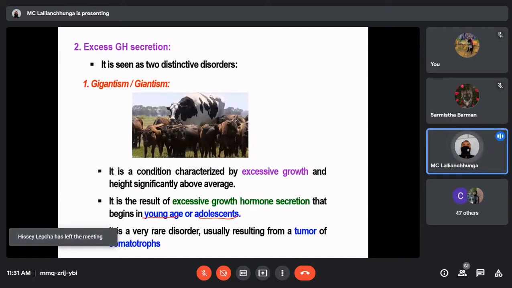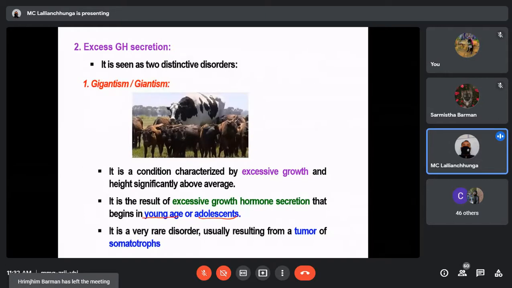So gigantism and dwarfism, I think in human beings also we have observed, although it is not very common. But it is there in every, let's say, community. I think all of us have seen it. So this gigantism, it may be because of tumor of somatotrophs. Tumor of somatotrophs means there is increase in the number of somatotroph cells. That means they will produce high amount of the growth hormone. So ultimately, it will affect the growth. So this gigantism occurs during young age or adolescence.